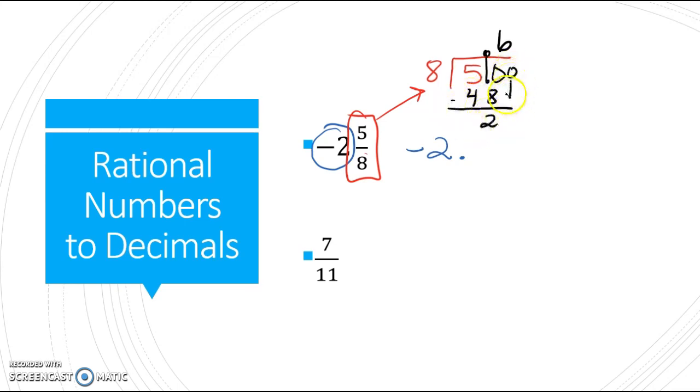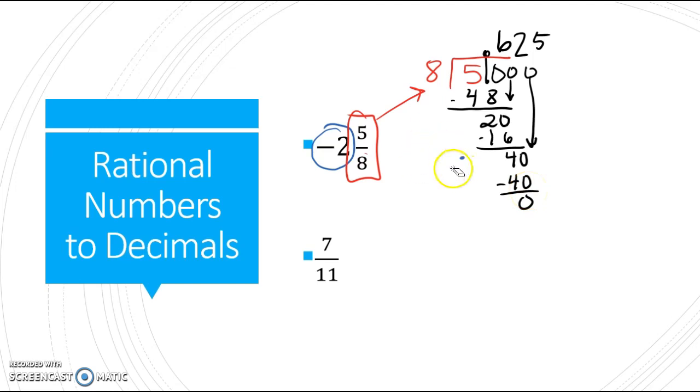In order to continue this long division, we're going to add a 0, bring it down. 8 can go into 20, 2 times. 16, 4 left over. Again, bring down a 0. And 8 can go into 40 5 times. And we have nothing left over. So I'm going to go ahead and move this -2. So we've changed our 5/8 into a decimal. Our -2 stays the same, so changing this rational number into a decimal is -2 and 625 thousandths.